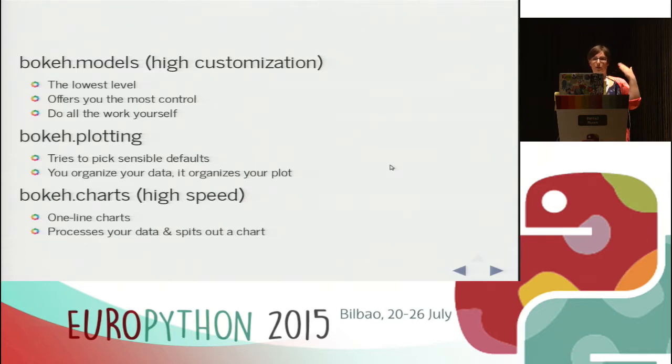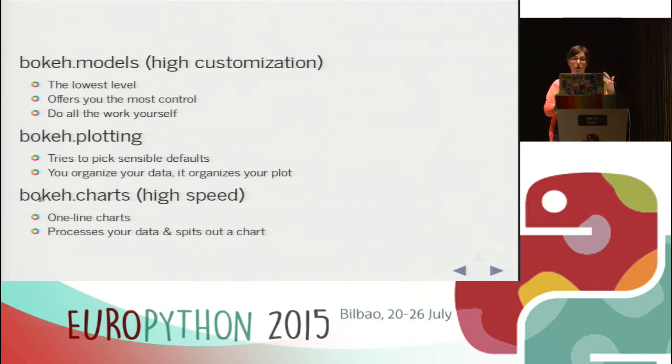But I keep going on about this models, plotting, charts thing, and I want to lay it out a little bit more. So there's these three modules: bokeh.models, bokeh.plotting, and bokeh.charts. Bokeh.models is the lowest level of Bokeh, but it doesn't mean it's a level you should be afraid of. It's an awesome level. I love to live in the models level. Everything above it is built on top of models, so it offers you the most control, but it does mean you have to do all the work yourselves.